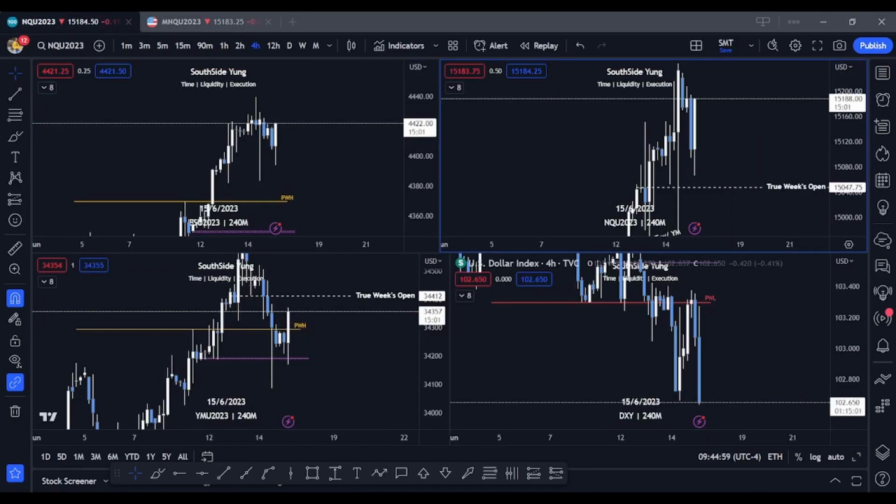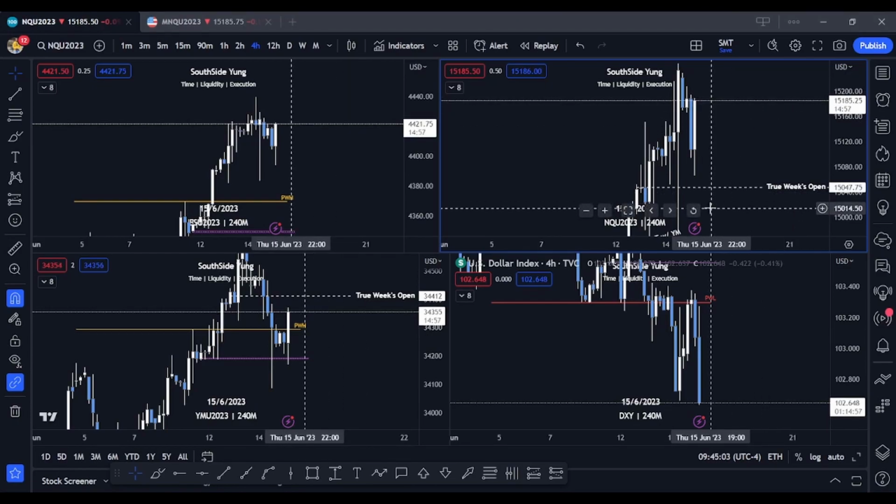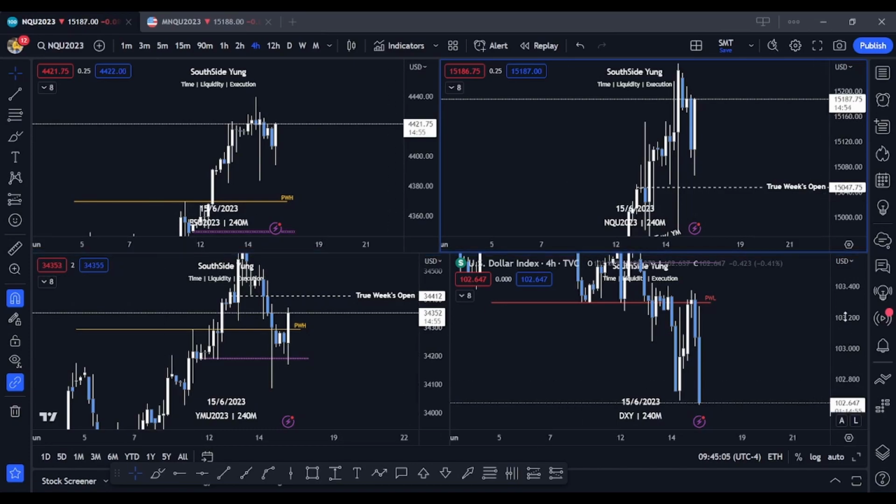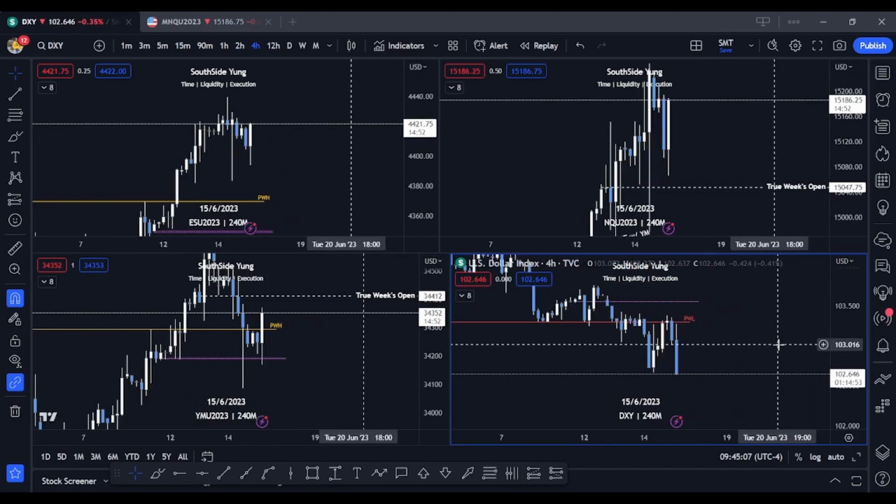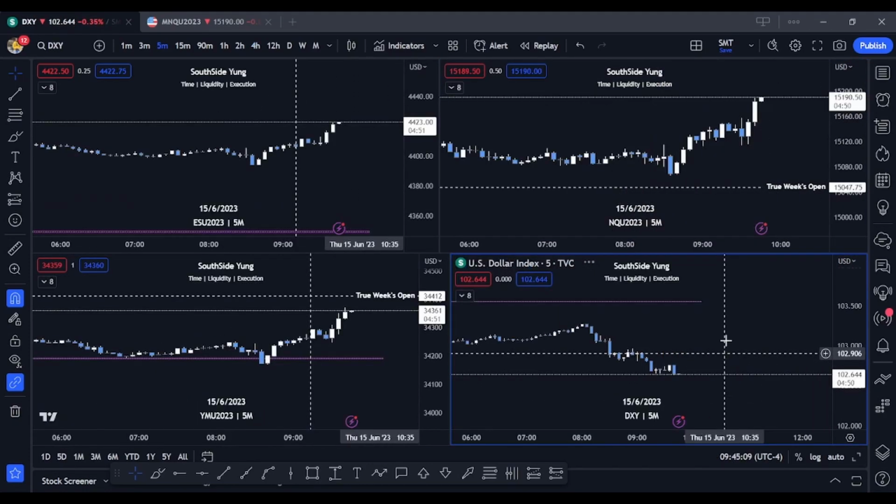Damn, Londo, that long would have been green. Yeah, DXY selling off here on the 4 hour.